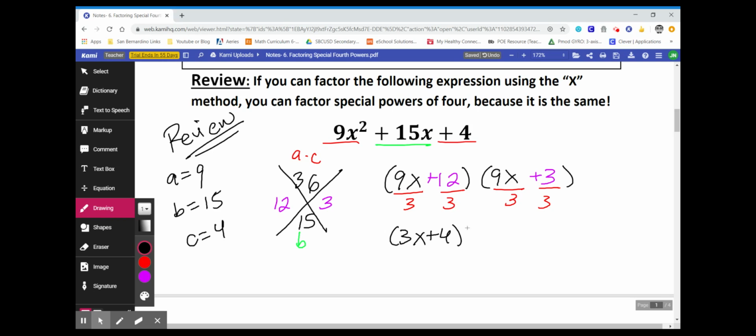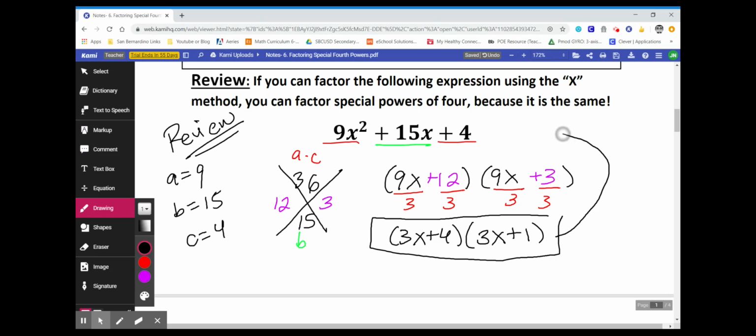Because 12 divided by 3 is 4. And then to the right side, I would get 3x plus 1. Again, you could always go back and check your work, make sure that everything multiplies out to the original problem. If it does multiply out to the original problem, then you know you did it right.